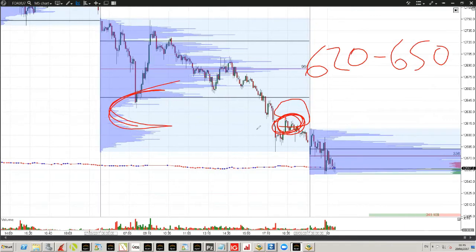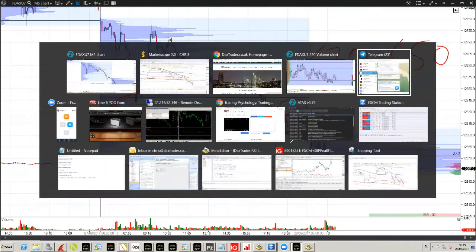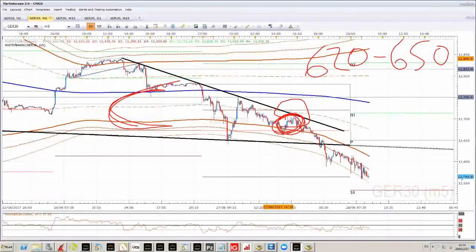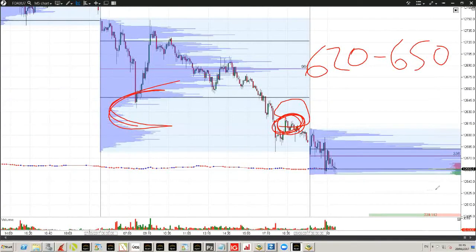Now, this is on futures, don't forget. So futures price may differ to your own price. Let me give you an example. On FXCM market scope, 564 is the current price, but on futures it's 556. So you look at 8 points difference there.